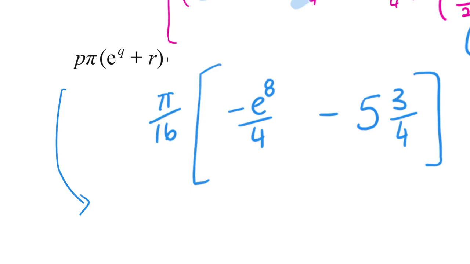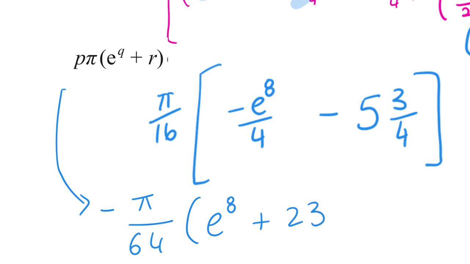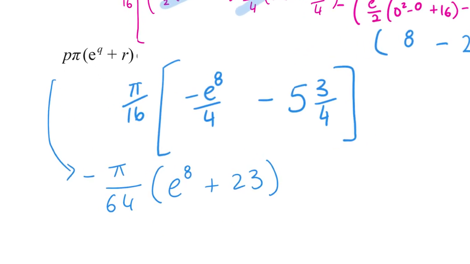Okay, can you see how it wants e on its own? So, what do I also need to take out? Probably negative a quarter, right? To get the positive e. So if I take out negative a quarter, I'm going to have negative pi over 16 times 4, which is 64. Lots of positive e to the 8 plus, now we need to do 5 1/4. It's 23 over 4, so it's just going to be plus 23. Okay, there we have it. Nice and simple.